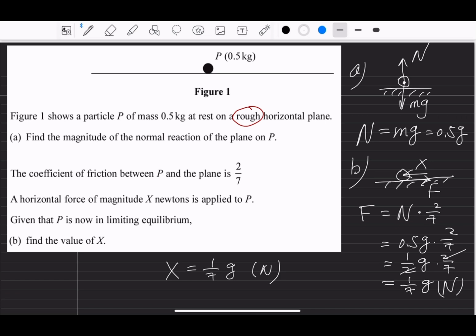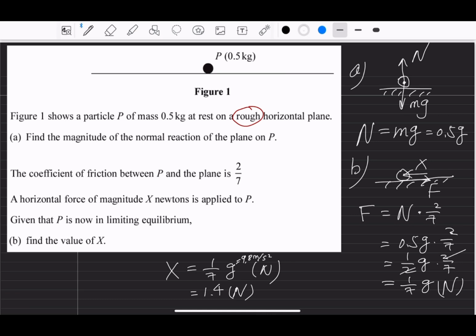If you use a calculator to calculate the value as a decimal number, taking g as 9.8 meters per second squared, then you will have 1.4 newtons. 1.4 is an accepted answer, and 1/7 g is also correct. Either way, you will have full marks for this question.